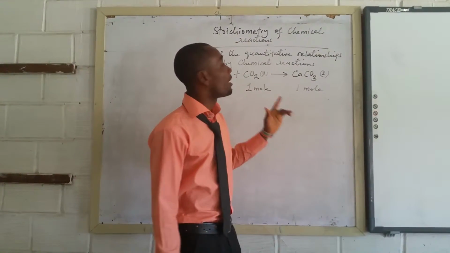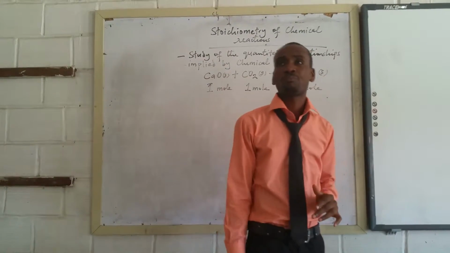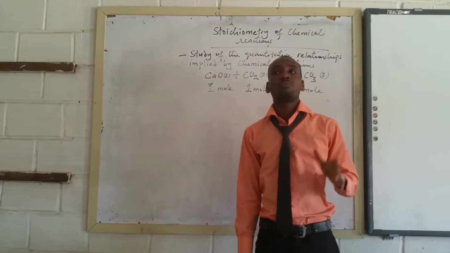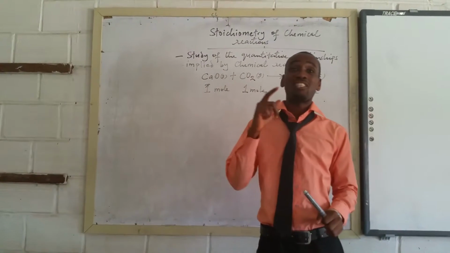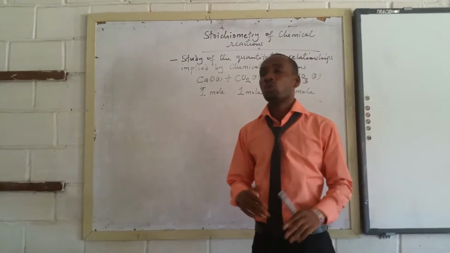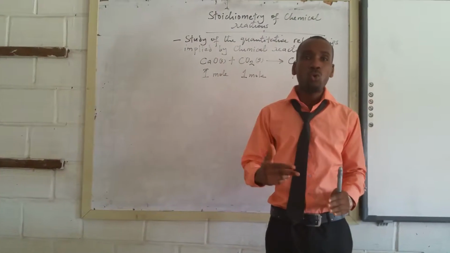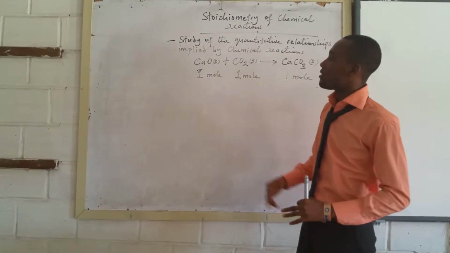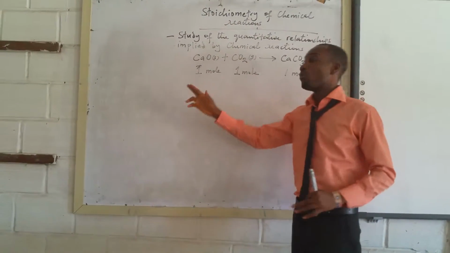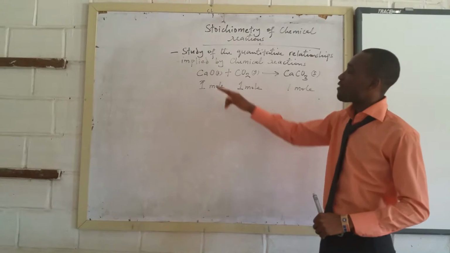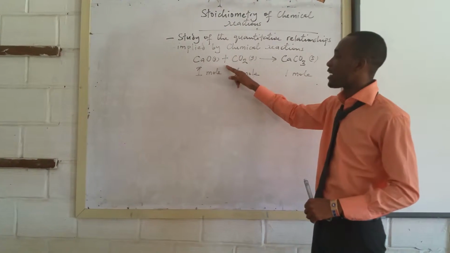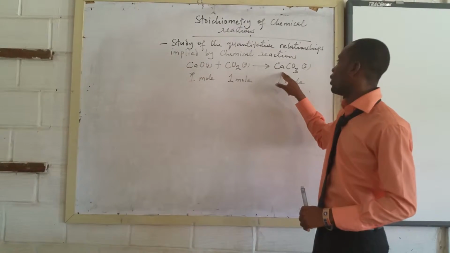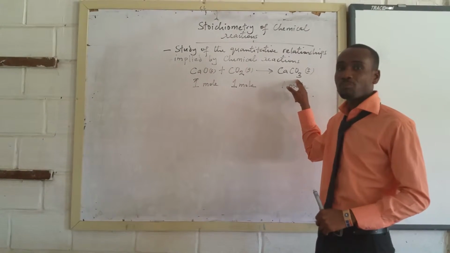I'm here to take you on stoichiometry of chemical reactions. Now, when we talk about stoichiometry, you must consider one thing, and that thing is mole. You must understand how mole can be represented in a chemical equation. For instance, if you look at this equation here on the board, you have calcium oxide reacting with carbon dioxide gas to give you calcium carbonate.